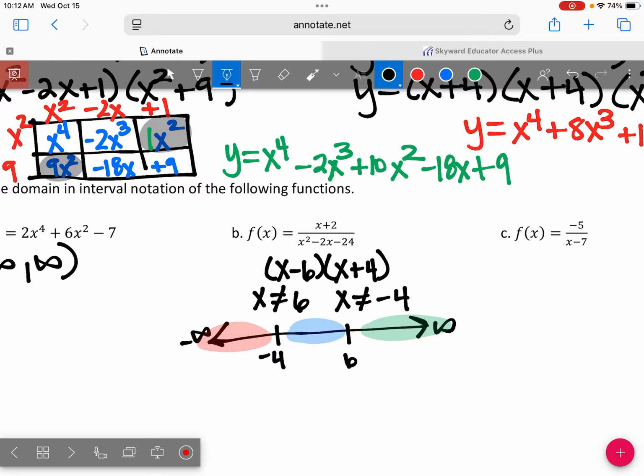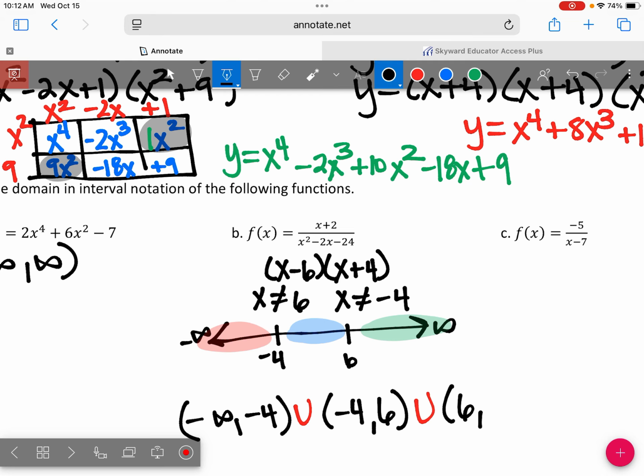So my domain would be negative infinity to negative 4, union, -4 to +6, union, +6 to infinity.